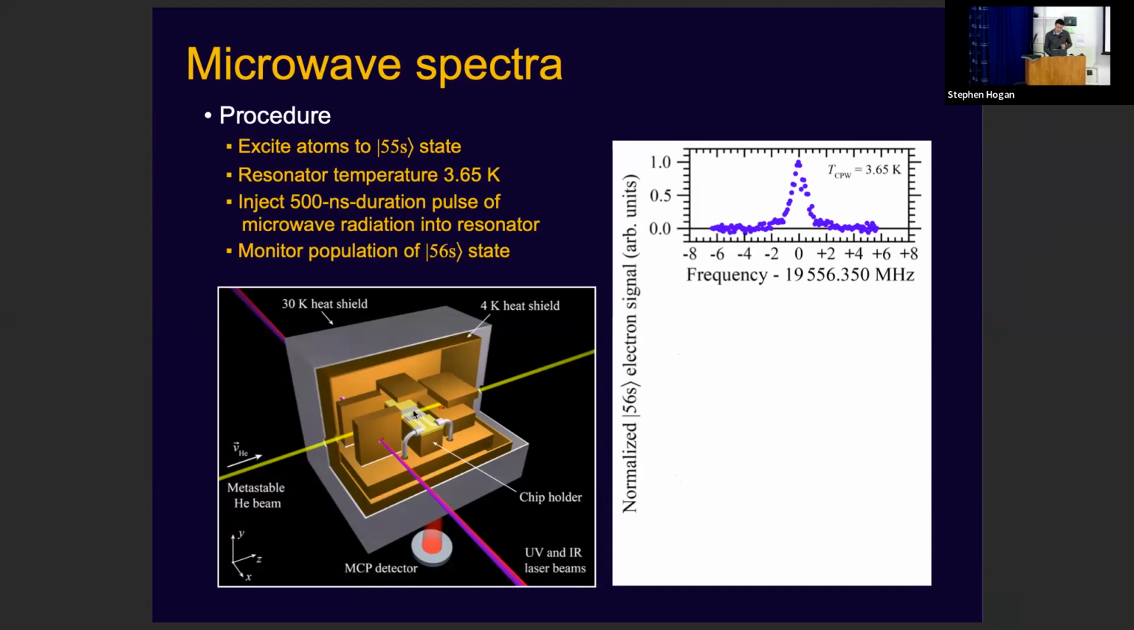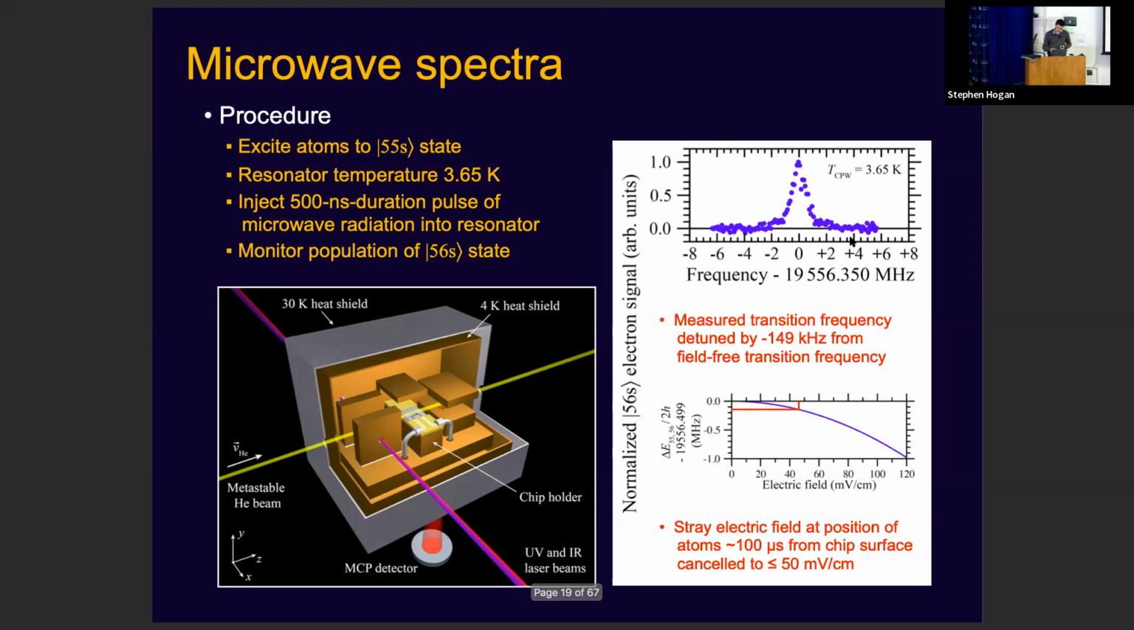And when it's at the position of the resonator, we just pulse a 500 nanosecond microwave pulse into the waveguide, which then injects microwave field into the resonator, and then we can drive this transition. So this is the 55s to 56s two-photon transition driven by this microwave field injected into the resonator. So we're just scanning the field.